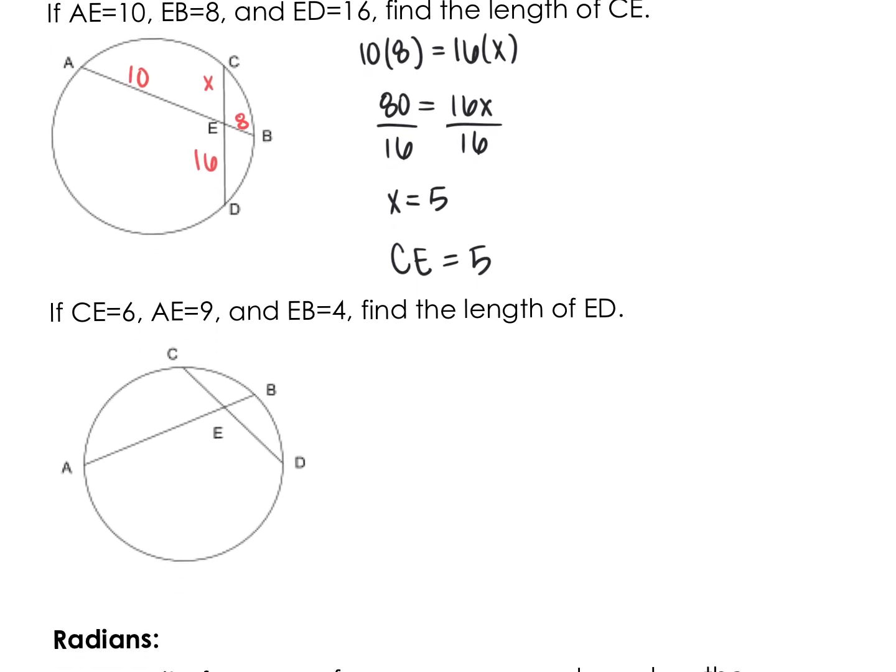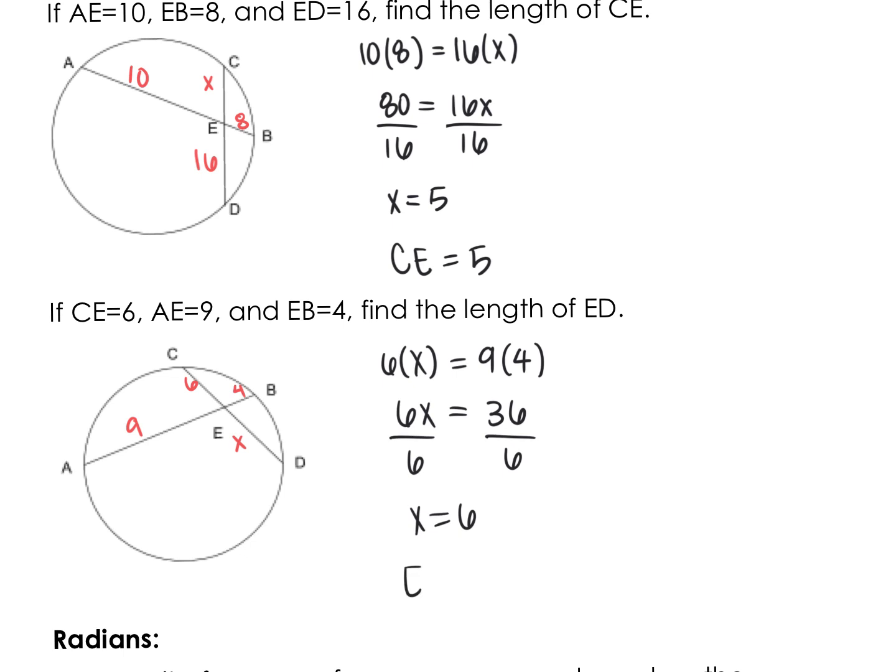Let's do just another example. So now let's say CE is 6, AE is 9, and EB is 4. We want to find the length of ED, so that one I'll label X. So we have that 6 times X has to equal 9 times 4. So we get 6X equals 36. Divide by 6, and X equals 6, which means ED is 6.